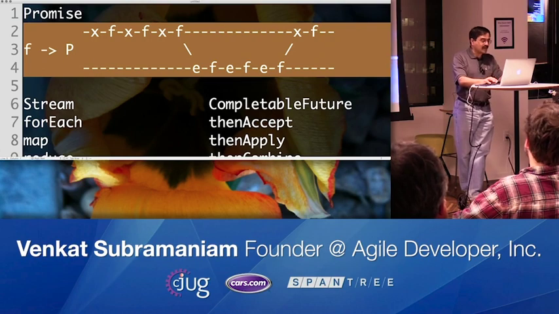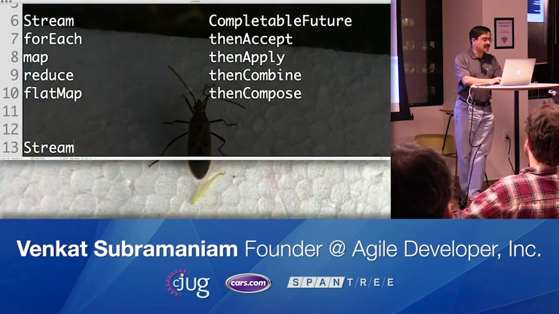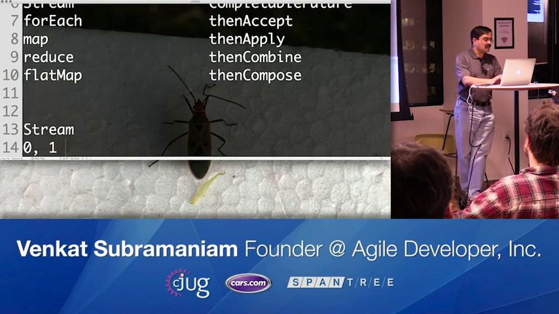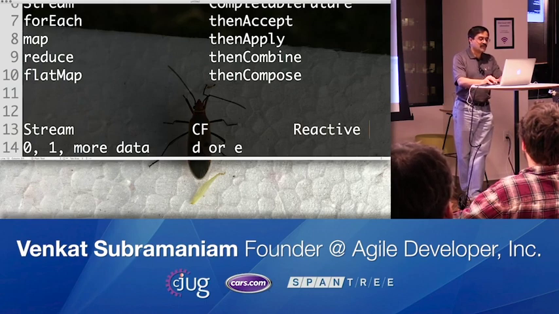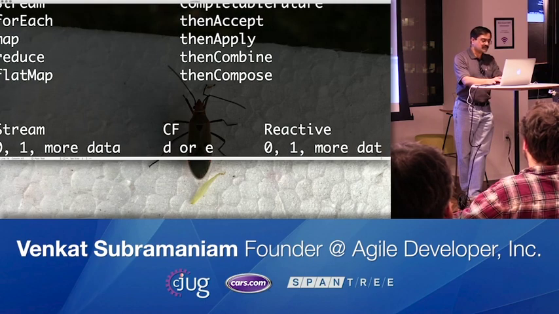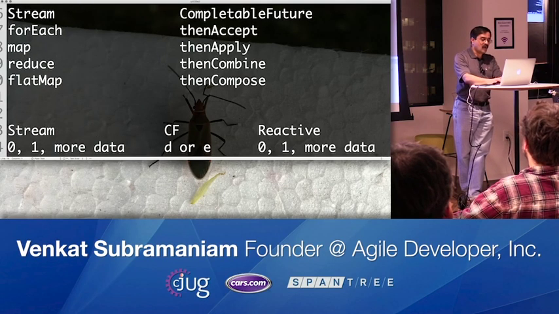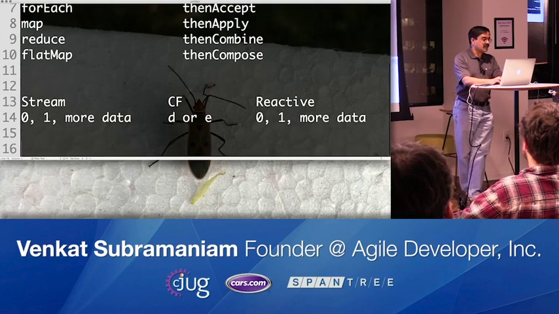So here's a way to think about it. If you think about it, a stream is 0, 1, or more data, right? On the other hand, completable future is data or error. That's what you're getting. On the other hand, if you look at a reactive stream, it is again 0 or 1 or more data. So there's a commonality here between reactive stream and streams. However, what is funny though is streams contains only 1 channel.